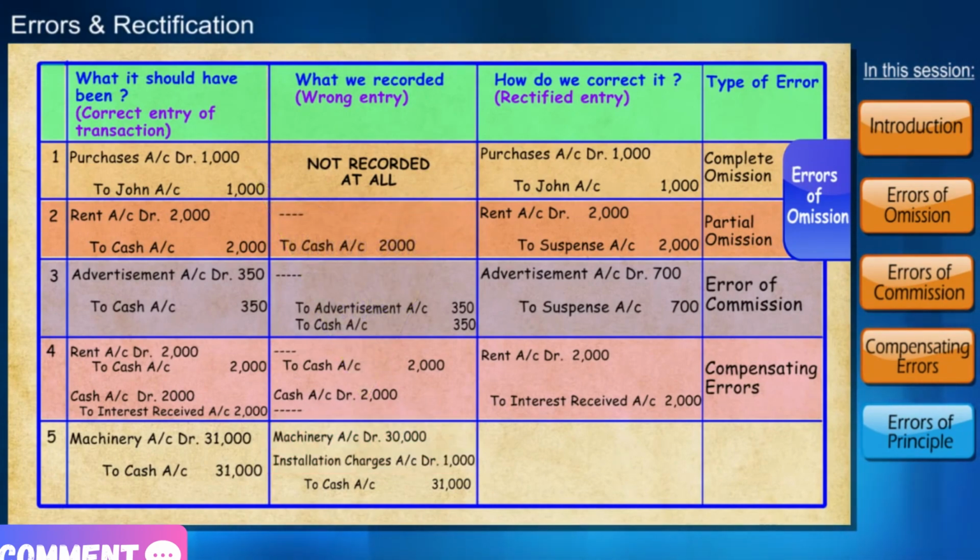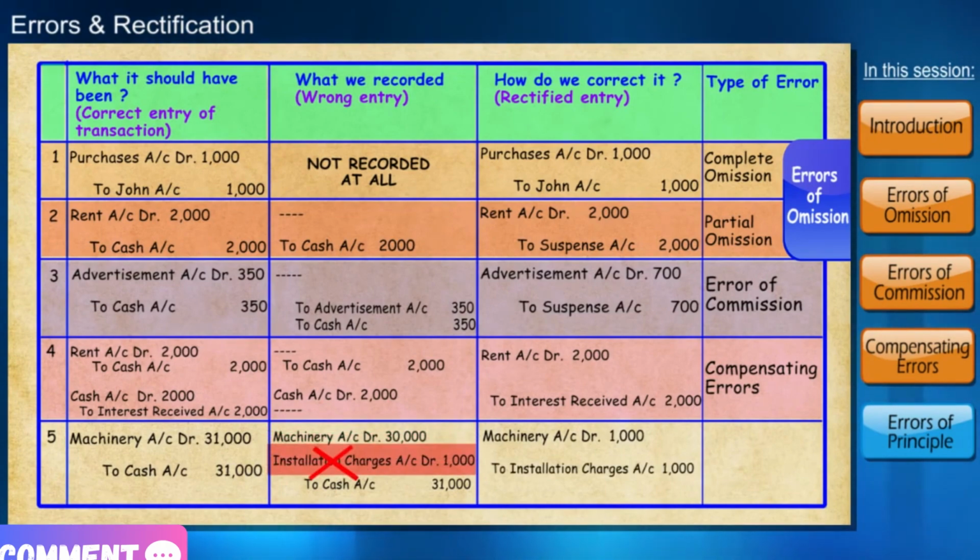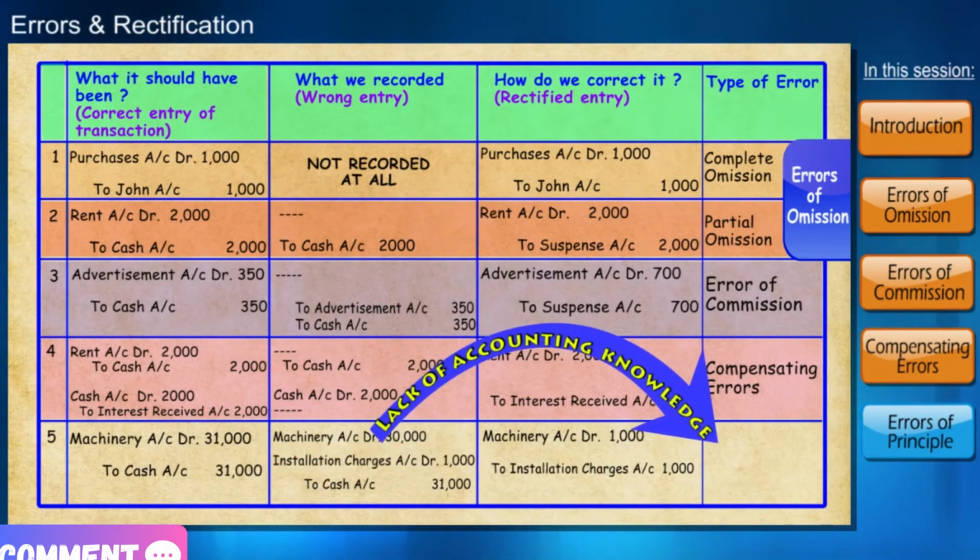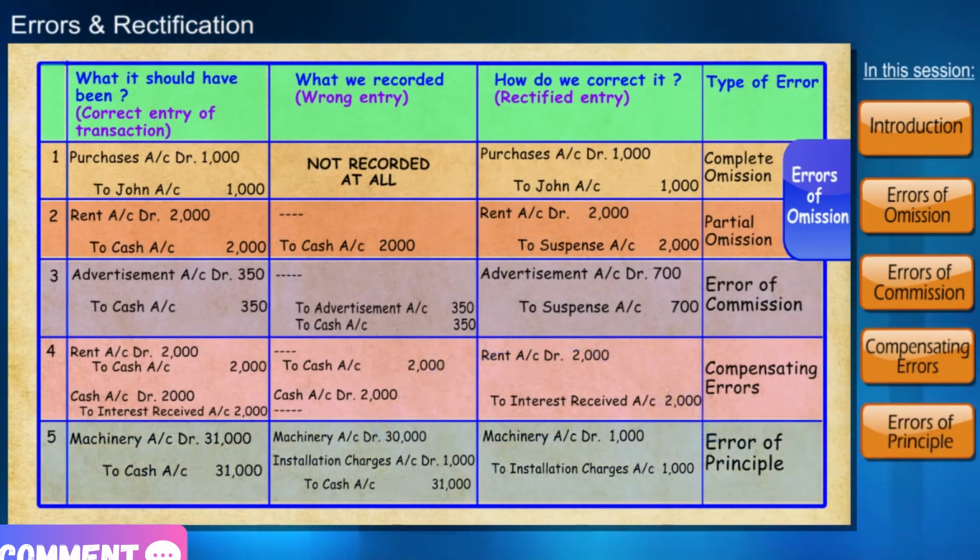To correct this entry, we'll have to debit this expense of 1000 to machinery account and credit the installation expense to cancel it out from there. Such an error is due to lack of basic accounting knowledge, and hence it is called an error of principle. So finally, it seems we have located the errors in his books.